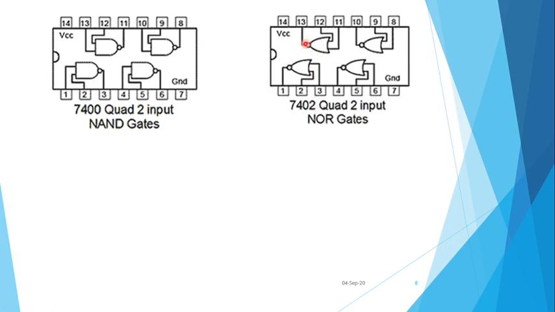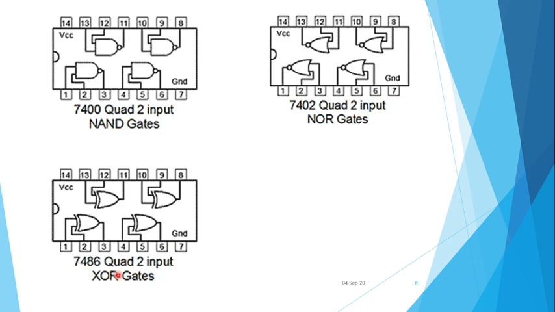7402 is for the NOR gate. If you refer to this NOR gate, as compared to other ICs, its internal structure is a bit different. Here you see for this NAND gate, pin number 1 and pin number 2 are inputs and pin number 3 is output. But here, pin number 1 is output, and 2 and 3 are inputs. That makes no difference, but while performing a practical or using this NOR gate IC, you just need to consider this.